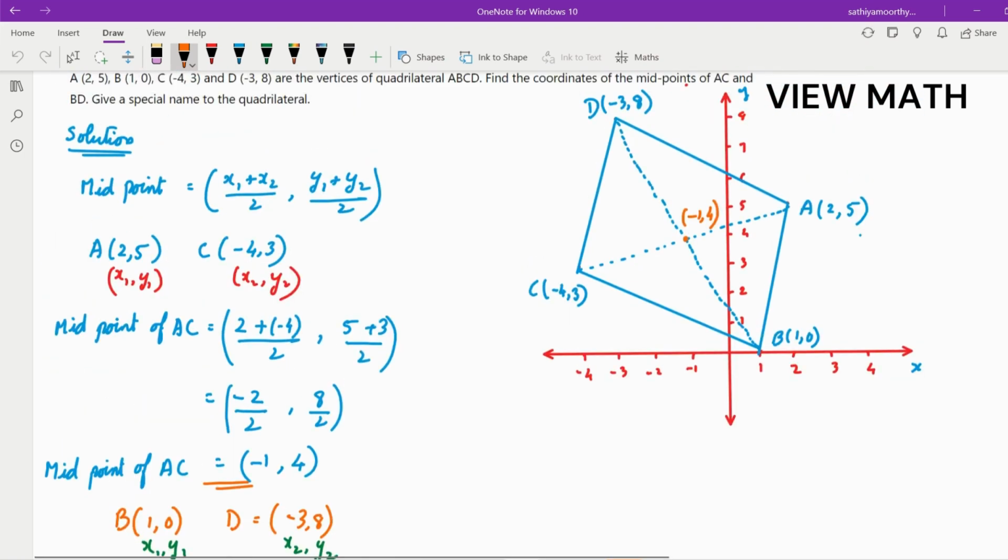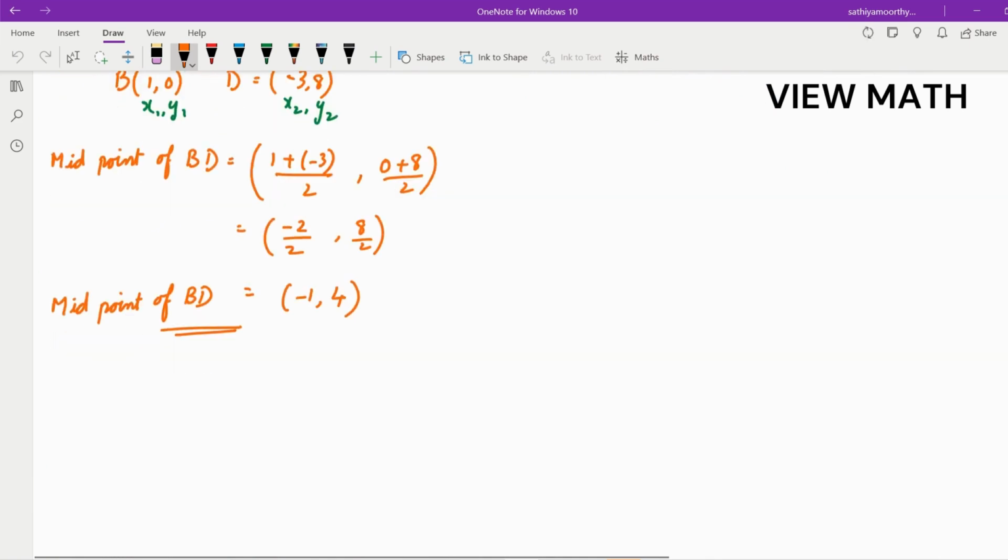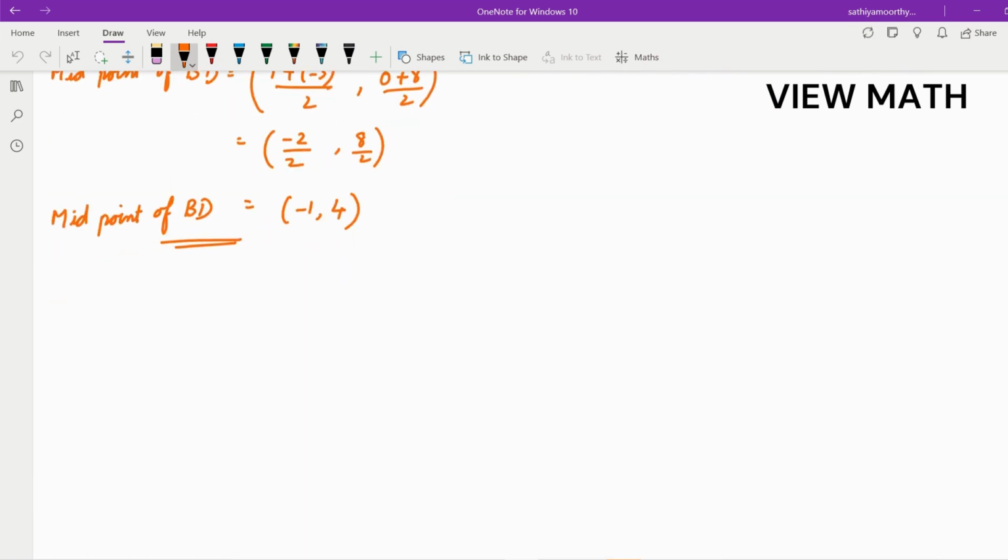Let me find the length of AB, length of BC, length of CD and length of DA, and then we shall decide. First let me find the length of AD. Let me write all the coordinates first. A coordinate is (2, 5), and for A and D, D coordinate is (-3, 8). So let me find the length of AD.